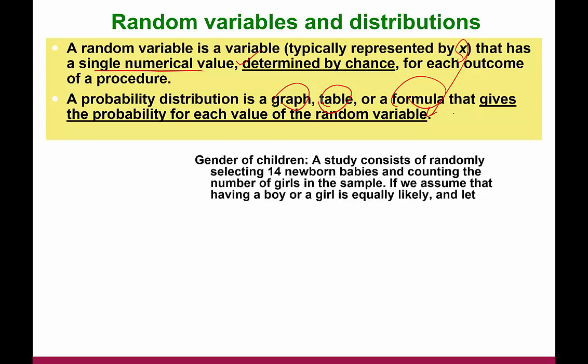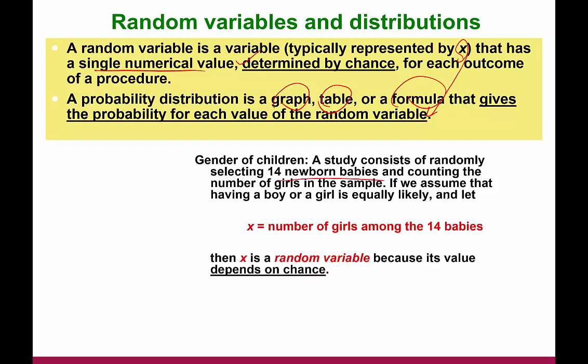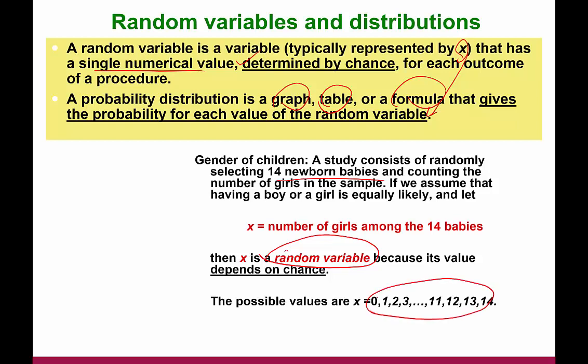Let's take a look at this example. Gender of children: a study consists of randomly selecting 14 newborn babies and counting the number of girls in the sample. We're assuming that having a boy or a girl is equally likely, and let x represent the number of girls among the 14 babies. Here x is a random variable because its value depends on chance. You may have 0 girls, 1 girl, 2 girls, all the way to 14 girls. So the possible values for x are 0 all the way to 14. As you can see, this is definitely a discrete random variable. It's a finite, countable numerical value.